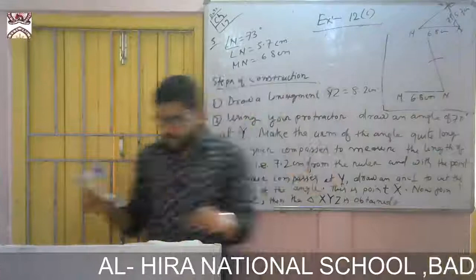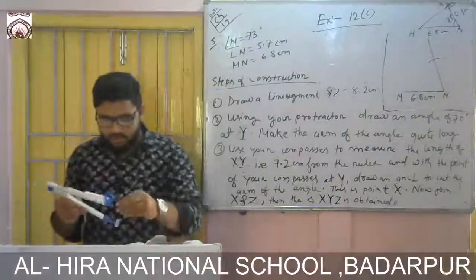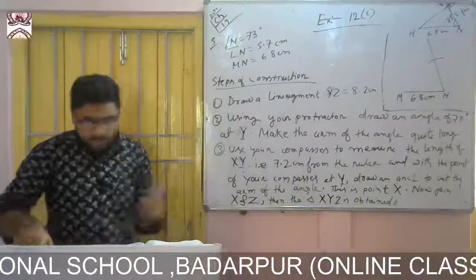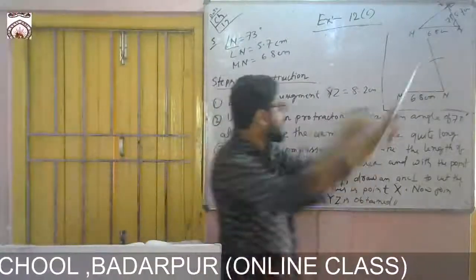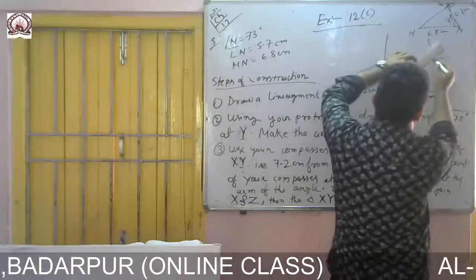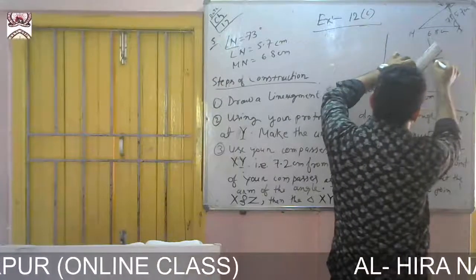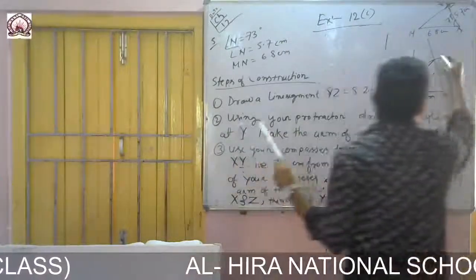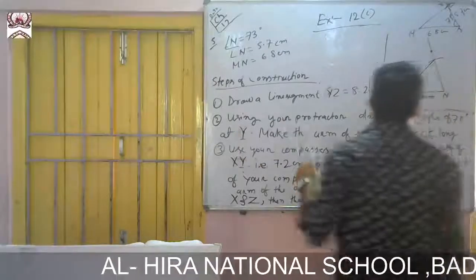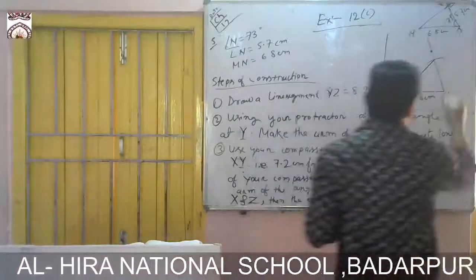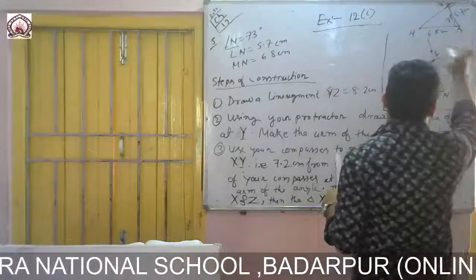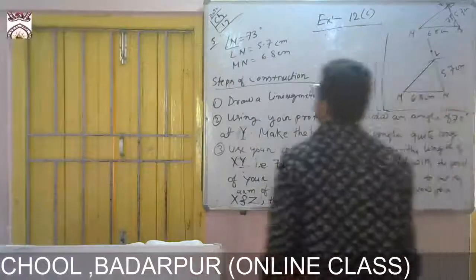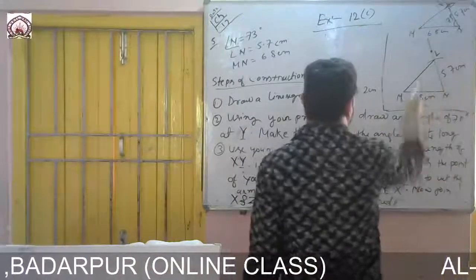Now you join this one with your ruler, as earlier, and you'll get the answer. So this is L. LN is 5.7 centimeter, and MN is 6.8 given, and this one you measure.